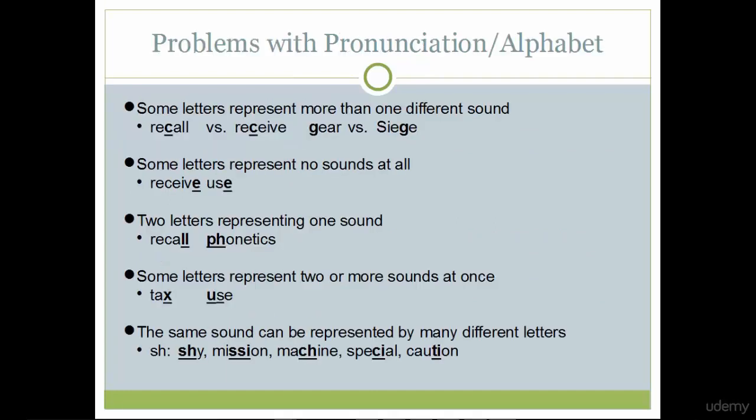Then you'll have problems with pronunciation because some letters represent more than one sound. The C can be a C or a K. A G can be a G or a J. Some letters have no sound at all, like the silent E. Then you have blends, like the PH from phonetics becoming an F sound. Some letters represent two or more sounds together, like the X in tax. These sounds are actually blended. And some sounds are represented by different letter combinations because they're foreign letters that have been added into the English language, like the SH sound.